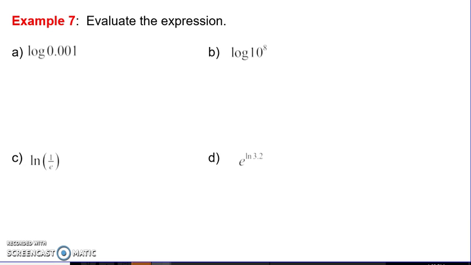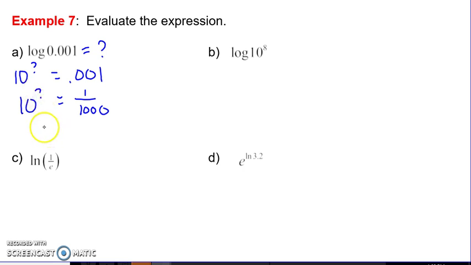Example 7 says evaluate the expression. Remember, when we're evaluating something, we set it equal to the question mark. In this case, we're going to change things into exponential form so we can figure out what that question mark may be. Since we have no base here, we assume that it is 10. So we're asking ourselves, 10 to what power gives us 0.001? We can think of 0.001 as 1 over 1,000. So 10 to what power gives me 1 over 1,000? Well, that question mark will equal -3.